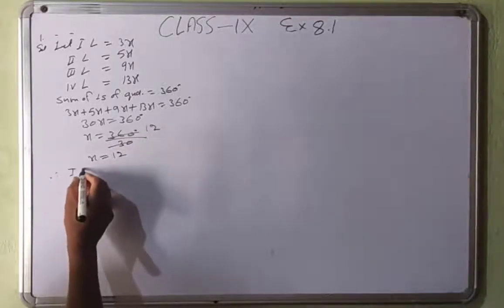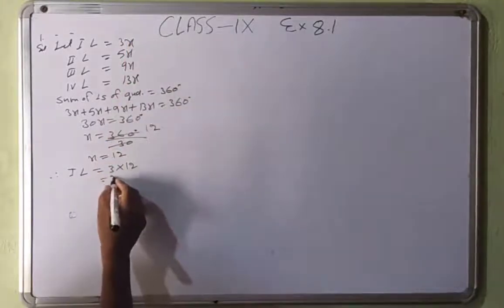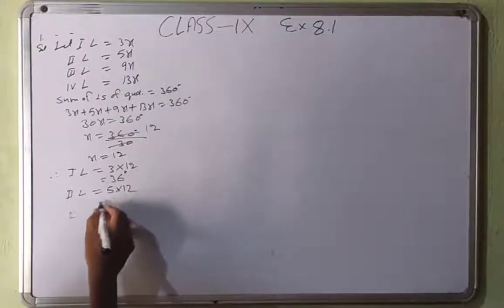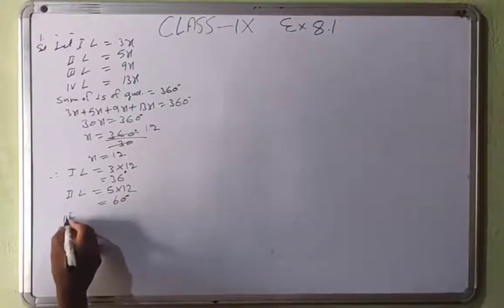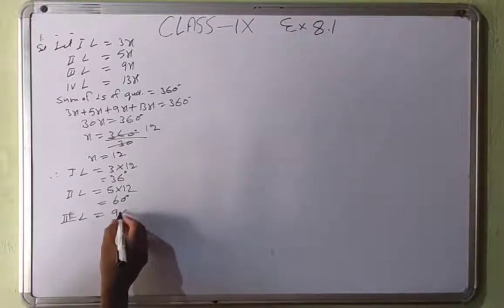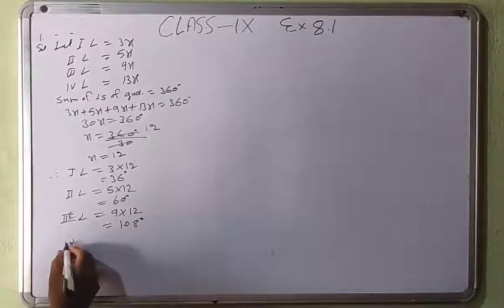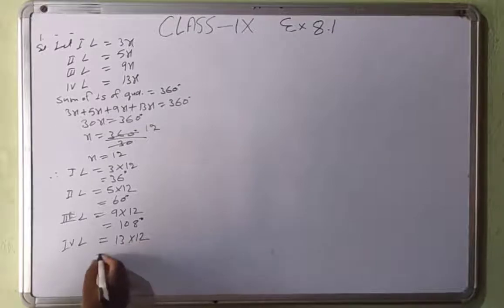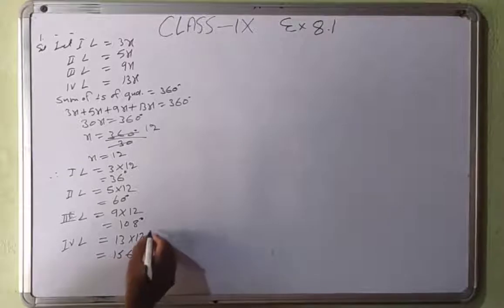So the first angle is equal to 3 into 12, which is 36. The second angle is equal to 5 multiplied by 12, that is 60 degrees. The third angle is 9 into 12, which is 108 degrees. The fourth angle is equal to 13 into 12, which is 156. These are the answers.